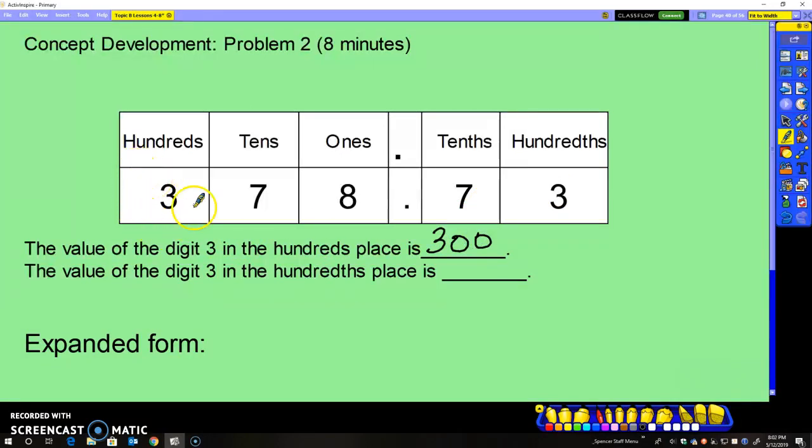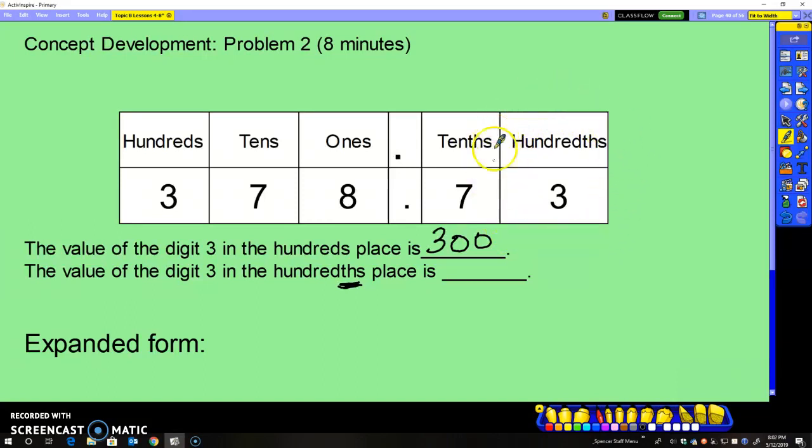This 3 is a digit. All a digit means is that we have a written number that means 3. That digit is 3, but because it's in the hundreds place, the value of that digit is actually 300. Now it's saying the value of the digit 3 in the hundredths. The hundredths place is very different. It's one of our decimal numbers.